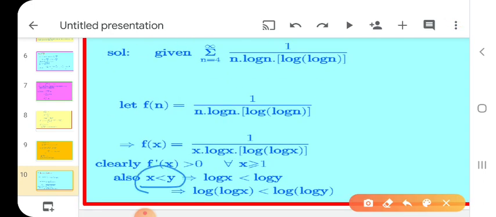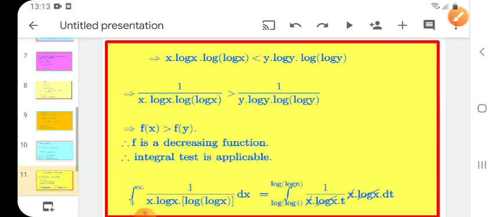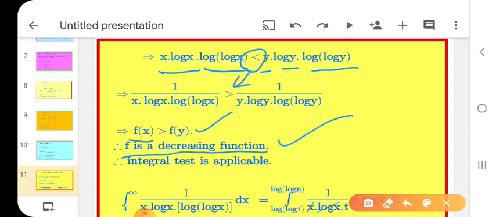First I take x less than y. That implies log x less than log y. That implies log of log x less than log of log y. Next, x log of log x less than y log of log y. Now I take it in fraction form, so less than automatically becomes greater than. That implies f of x greater than f of y. Therefore, f is a decreasing function. First we write f has all non-negative terms and f is decreasing.